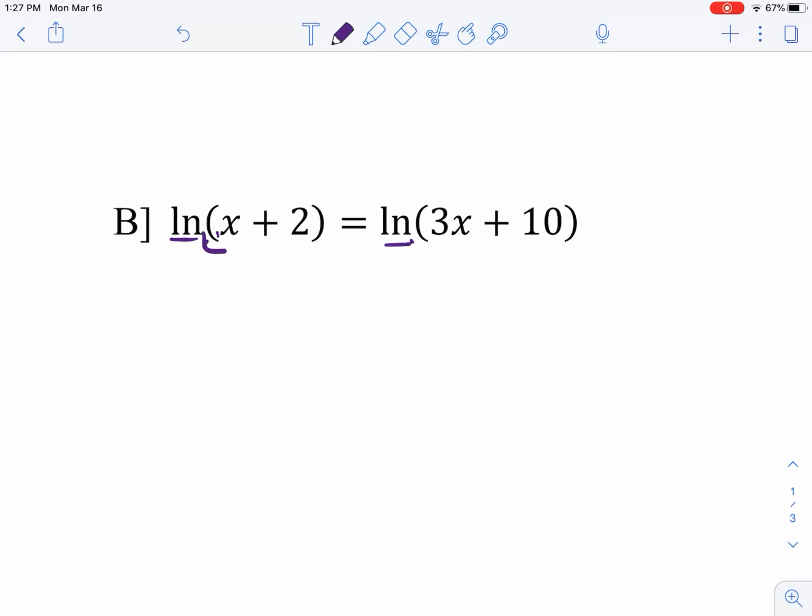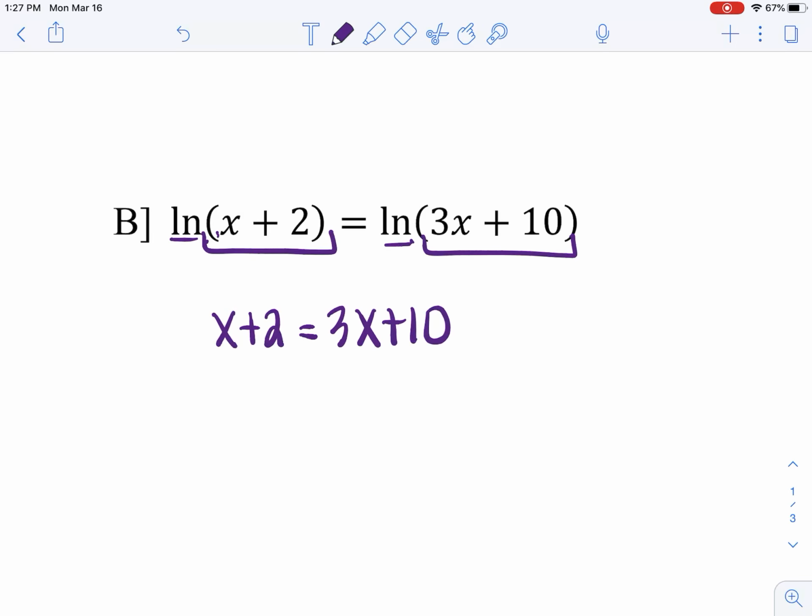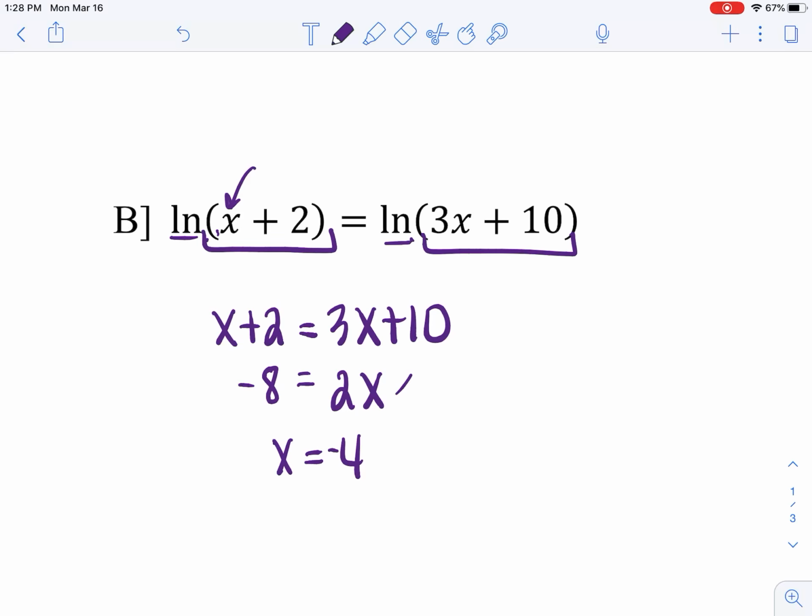Next one right here, they're both natural logs, so the arguments must be equal to each other. So I'm going to do x plus 2 is equal to 3x plus 10. Subtract x from both sides, that's 2x. Subtract 10 from both sides, that's negative 8. Divide by 2, you get x equals negative 4. Before I box my answer, I'm going to check.